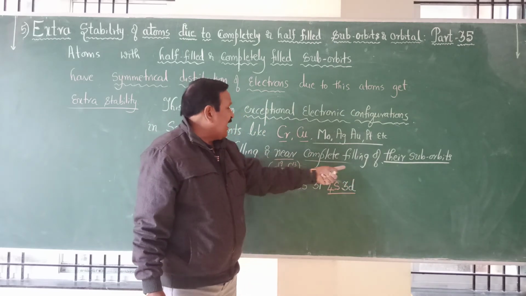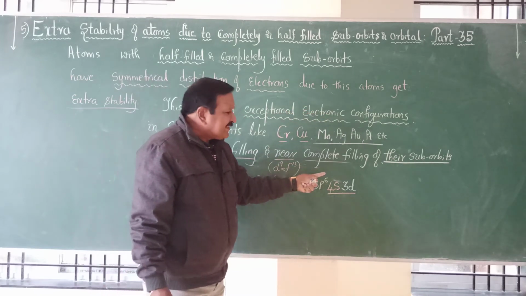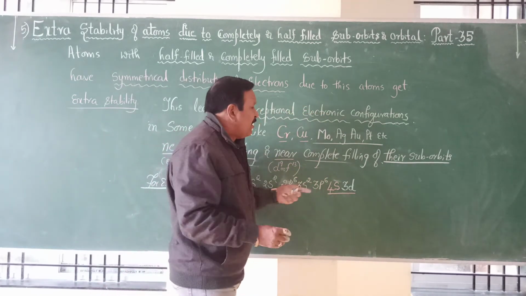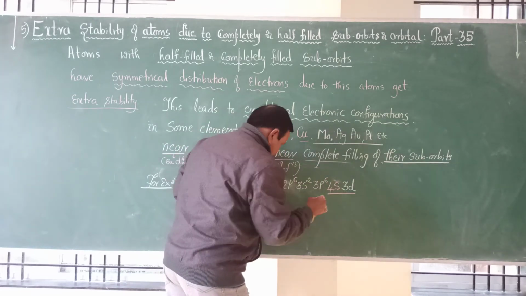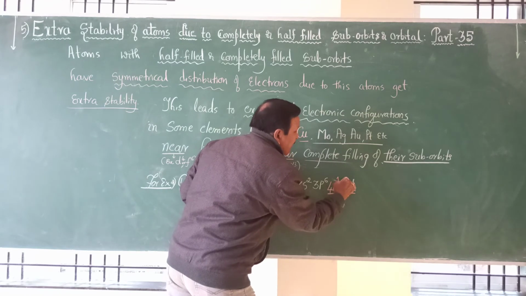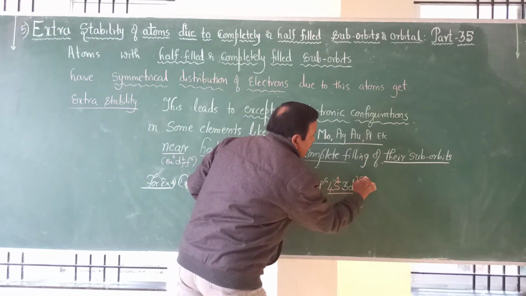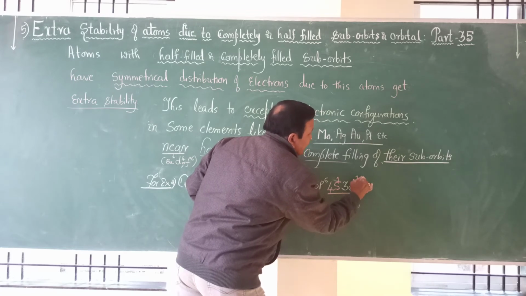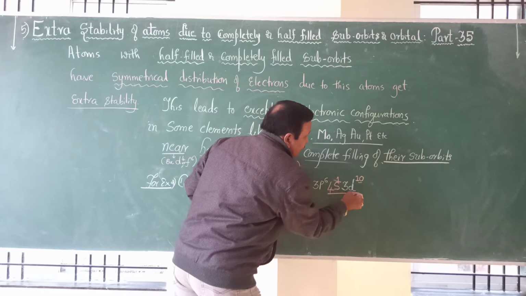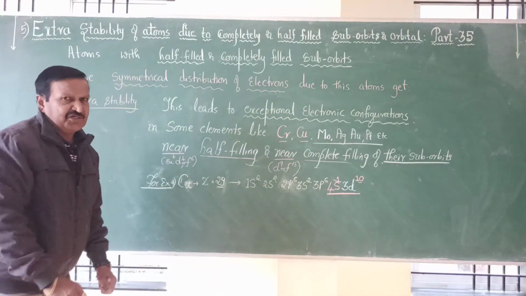So 3d9 comes under exceptional configuration, same principle, same thing. One electron is taken by d orbitals, they are almost the same energy, and this will become d10. So this will get extra stability. So copper is more stable due to this. So this configuration is called exceptional configuration.